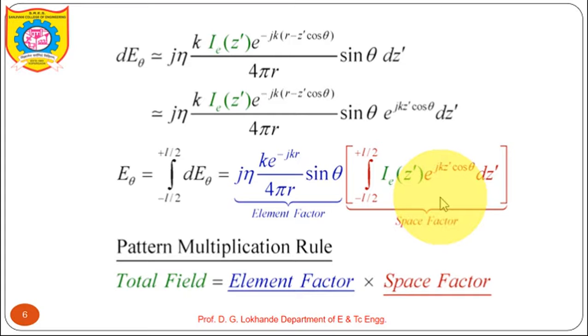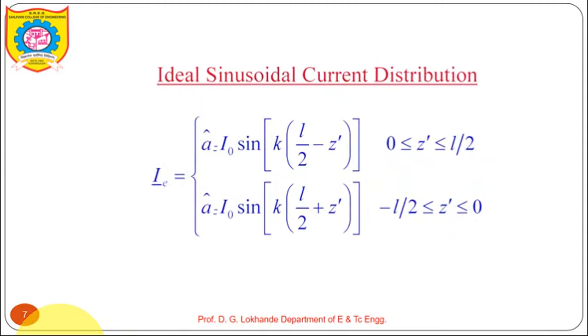So here the total field of the antenna is equal to the product of the element factor and the space factor. This is referred to as pattern multiplication for continuously distributed sources, and here we can see the pattern multiplication rule specifically. Now we are observing the ideal current distribution.